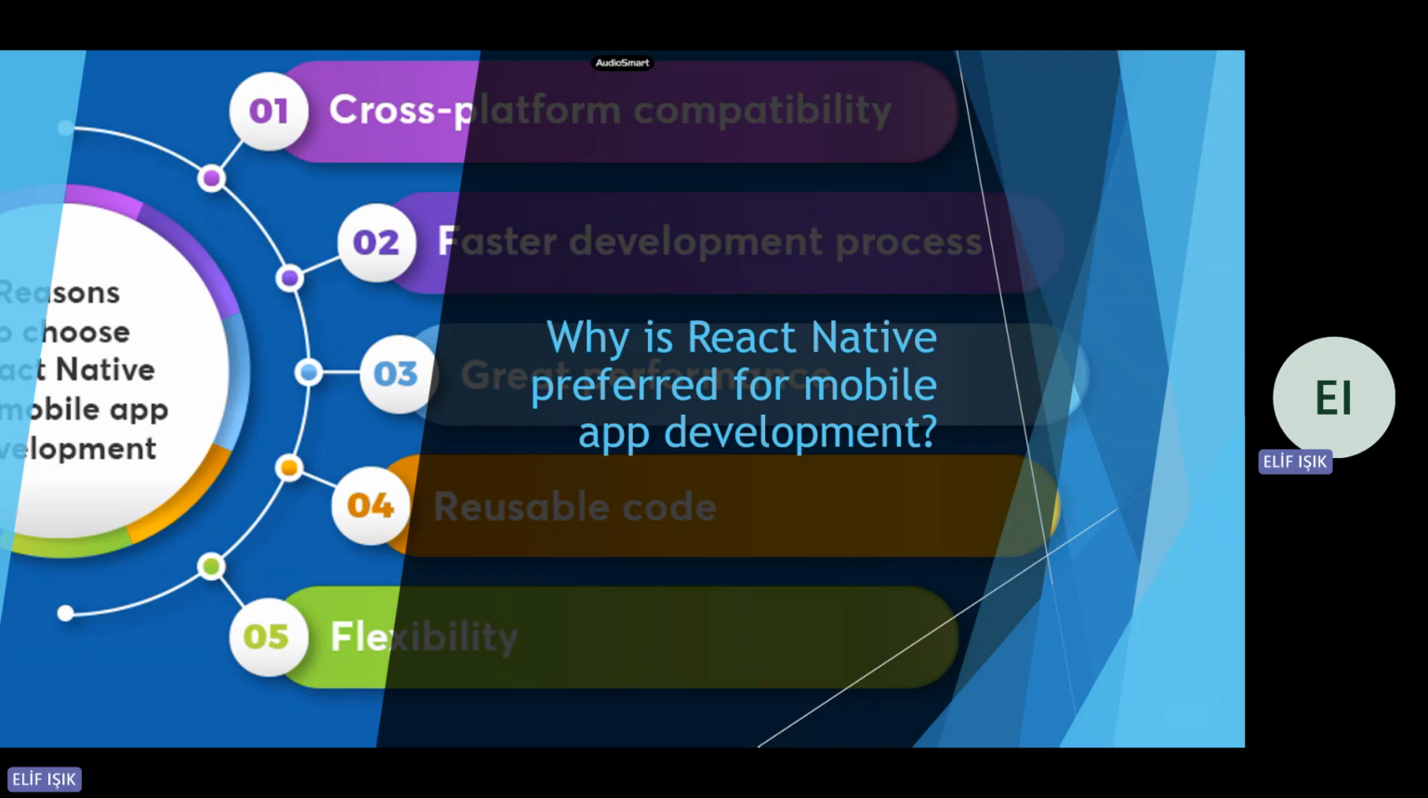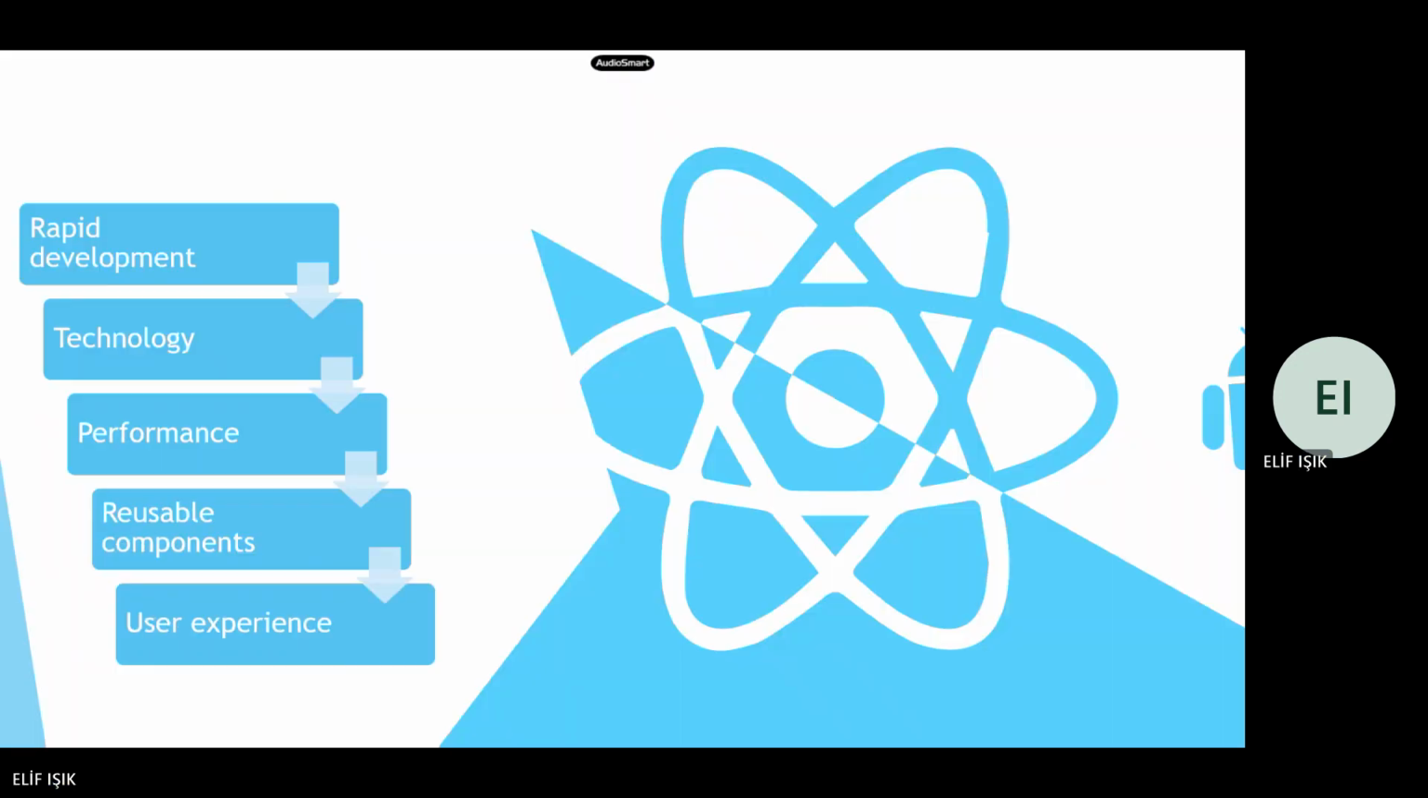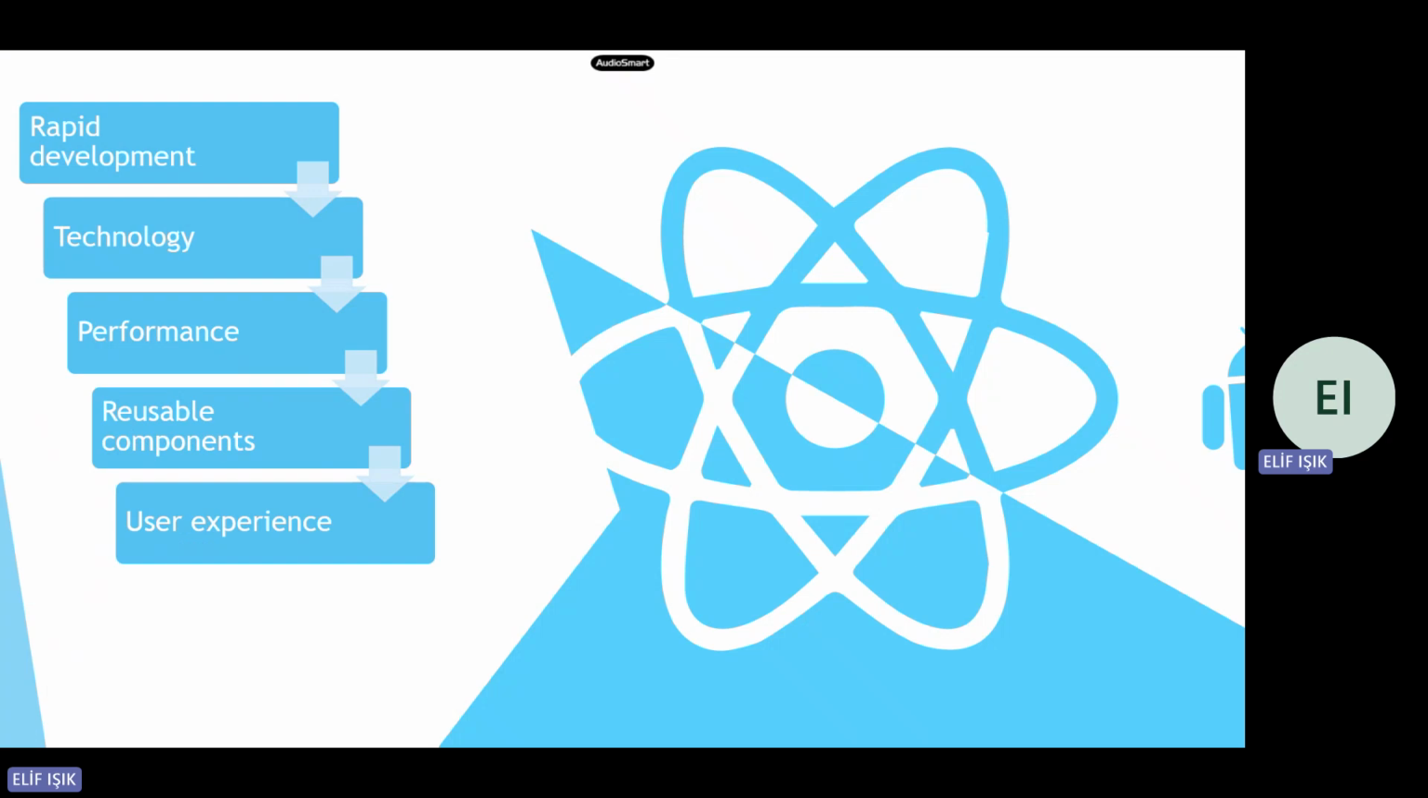Why is React Native preferred for mobile app development? React Native is preferred for mobile application development for several reasons. Rapid development. React Native provides a faster development process compared to traditional mobile application development methods. Using the same codebase for both iOS and Android platforms reduces the time and effort required to develop applications. Technology. React Native enables mobile application development using web technologies. This allows web developers to easily learn React Native and develop mobile applications.